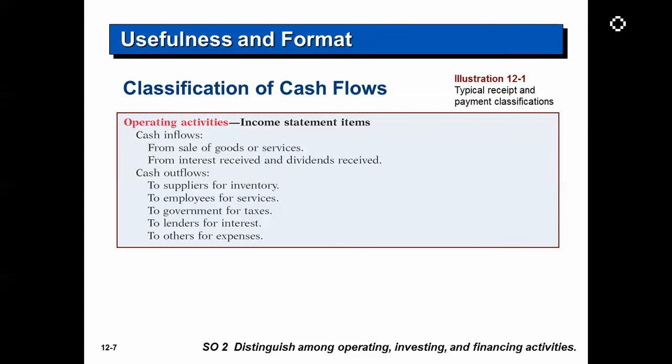The statement itself: items, cash inflows from the sale of goods or services, from interest received or dividends received. Cash outflows: I pay my suppliers cash, my employees cash. Government taxes: the people I borrowed money from, the lenders, the banks, I pay them interest. And there are other host of expenses which are cash flows.